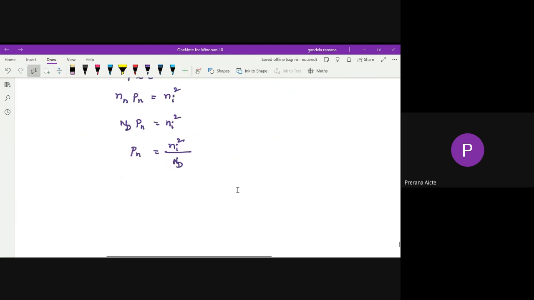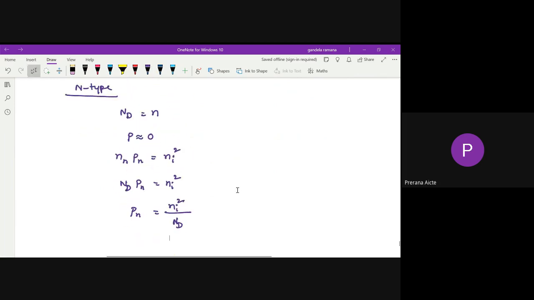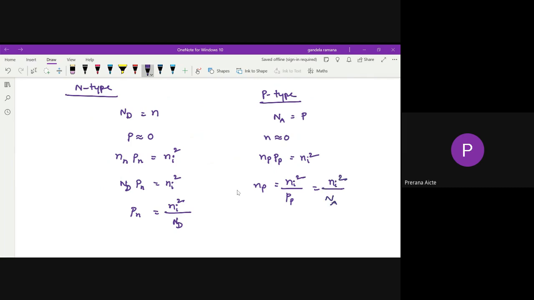So here in P type, the same way, what will it become? Acceptor is equal to holes, and N is approximately equal to 0. So Np Pp is equal to Ni square. Np is equal to Ni square by Pp, so the square of the intrinsic concentration by the acceptor concentration.